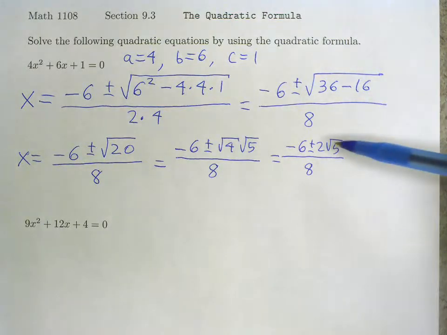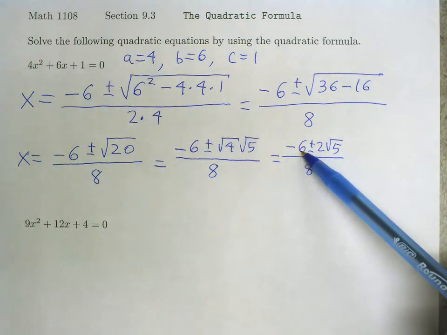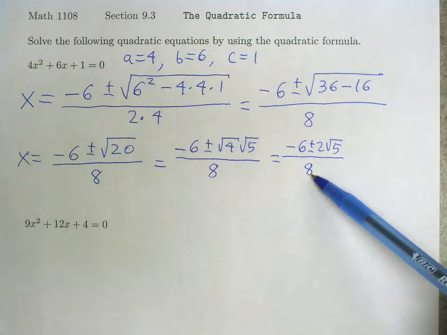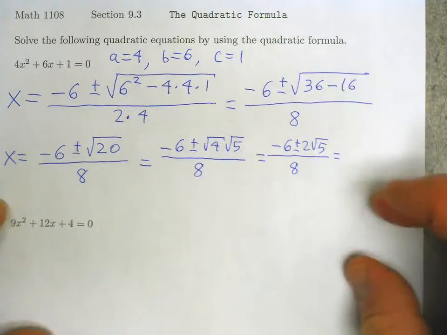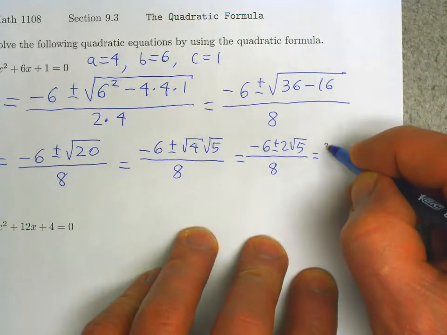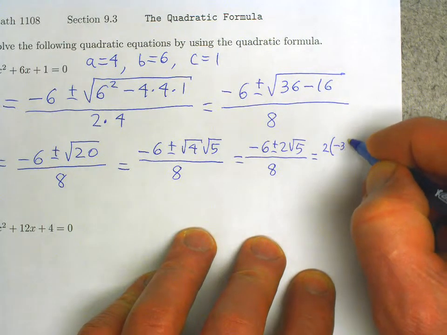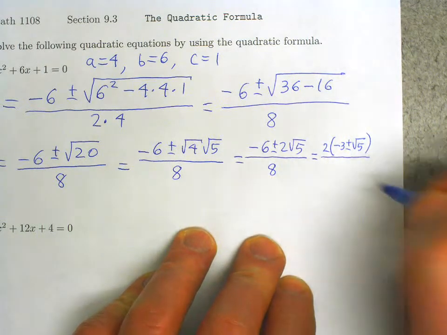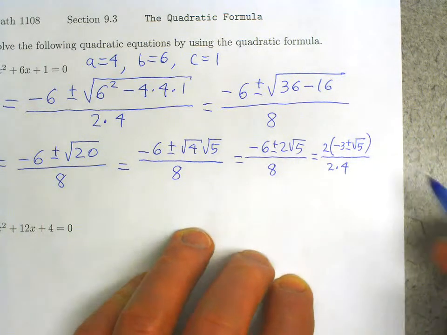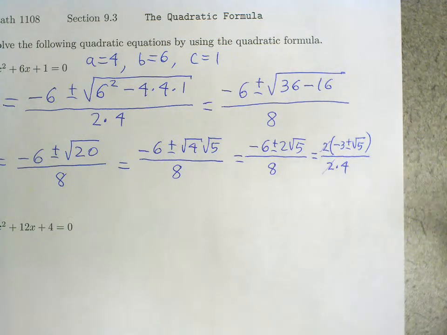And we can write this in lower terms because every term in the numerator has a common factor of 2. 2 times negative 3 is negative 6. 8 has a factor of 2. So I'll factor 2 out of every term in the numerator, so it's 2 times the quantity, negative 3 plus and minus the square root of 5. And I'll replace 8 with 2 times 4, so that it's more obvious that we're canceling common factors. 2 divided by 2 is 1.